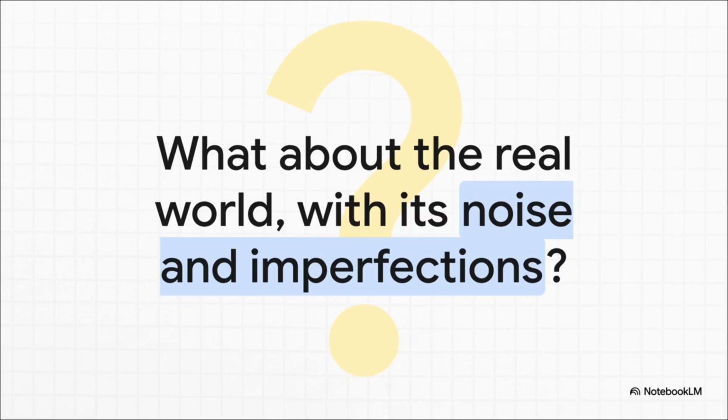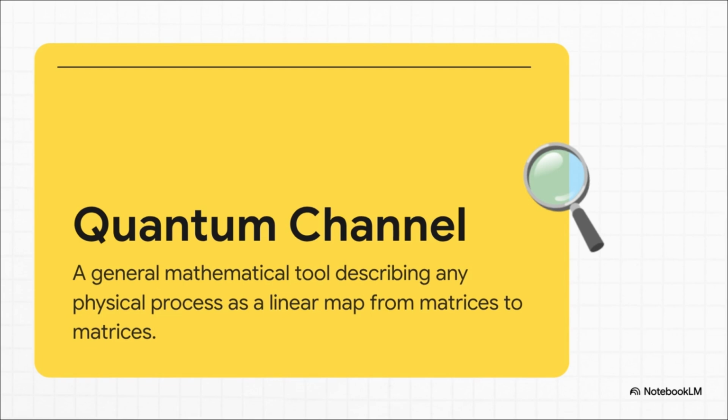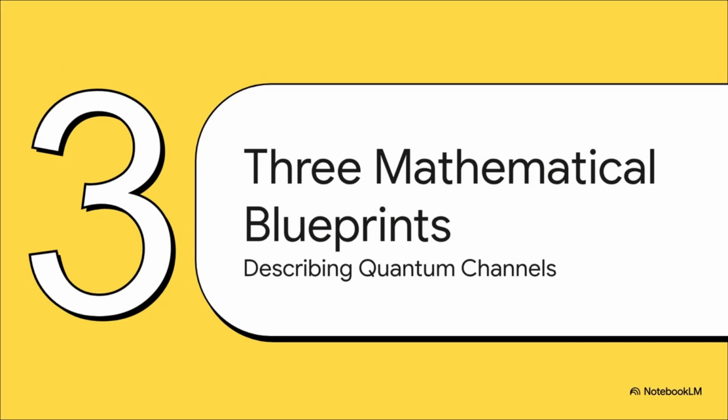You can think of it as a universal language for all quantum processes. It's a mathematical framework that can describe anything that can happen to a quantum state: a perfect operation, a random error, even the act of measurement itself. It can handle the whole shebang. Now, to really get a handle on these quantum channels, scientists have come up with three different but equally powerful mathematical ways of looking at them. It's kind of like having three different blueprints for the exact same machine, where each one reveals a totally different but crucial aspect of how it all works.